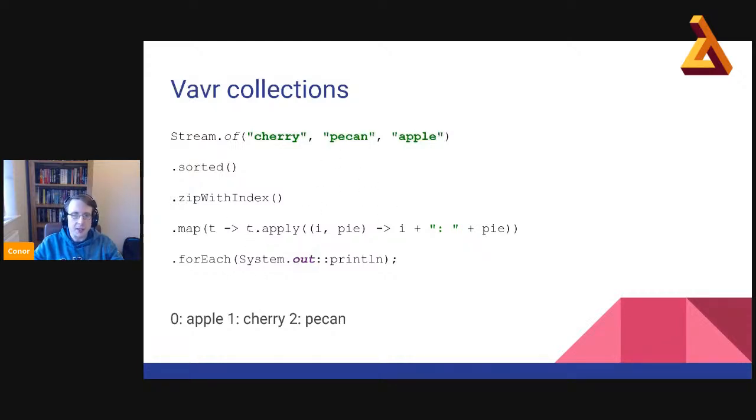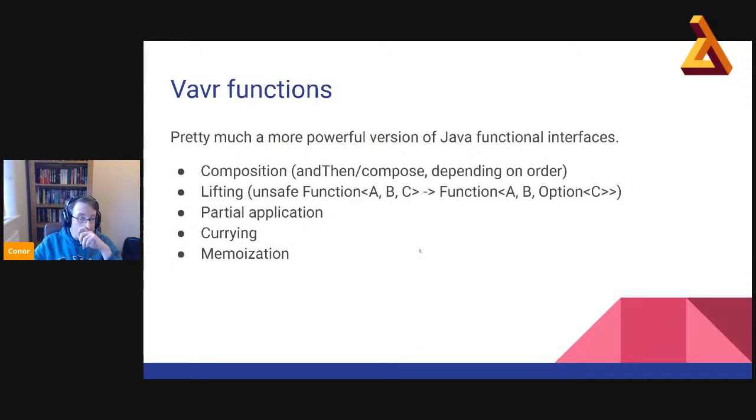Oh, and in case you're wondering, this T is a tuple. So it's basically saying apply this function of two variables to the things in the tuple, and they happen to be an integer and a string. Yeah. So that's pretty good.